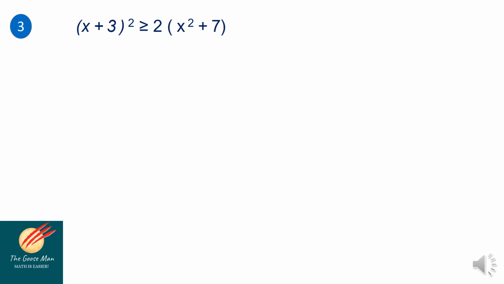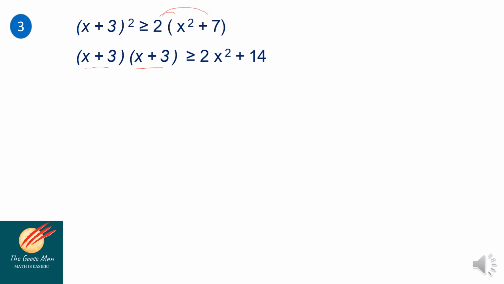Let us move on to problem number 3. So let us consider this expression: x plus 3 squared is greater than or equal to 2 times the expression x squared plus 7. The first thing that we will do is to distribute or simplify the given inequality. Meaning to say, we have x plus 3 times x plus 3. Okay? Then we will distribute 2, so I have 2x squared plus 2 times 7, which is 14.